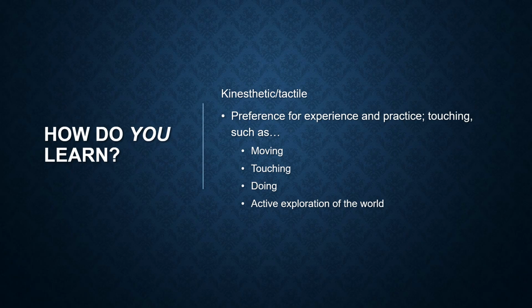Finally, we come to the most uncommon type of learner, the tactile or kinesthetic learner. This type prefers things they can touch or manipulate. They prefer experience and practice, such as moving, touching, and doing, and active exploration of the world. One of the reasons this one is so rare is that as teachers, we tend to focus our lessons in methods that ring true for us individually. Since most people are visual learners, we focus our lessons in visual methodology and tend to ignore other preferences.